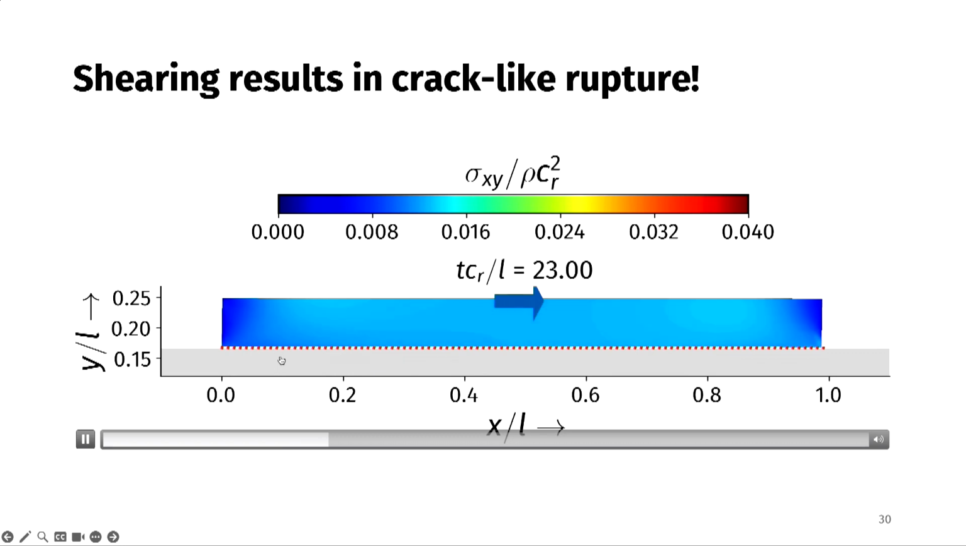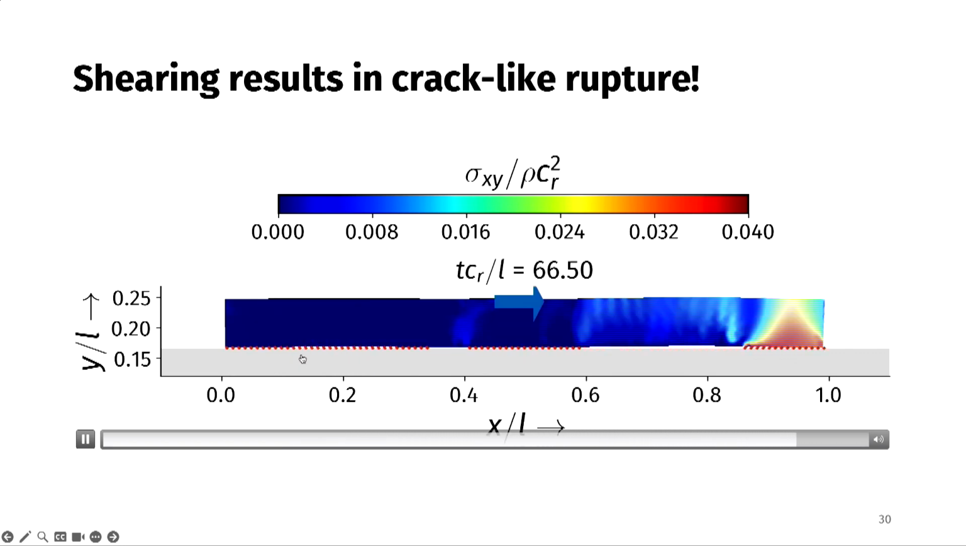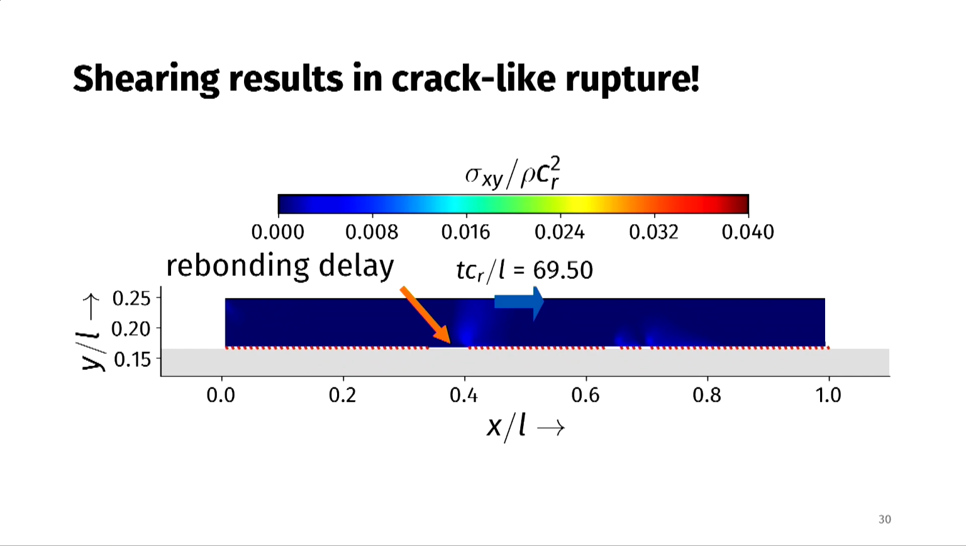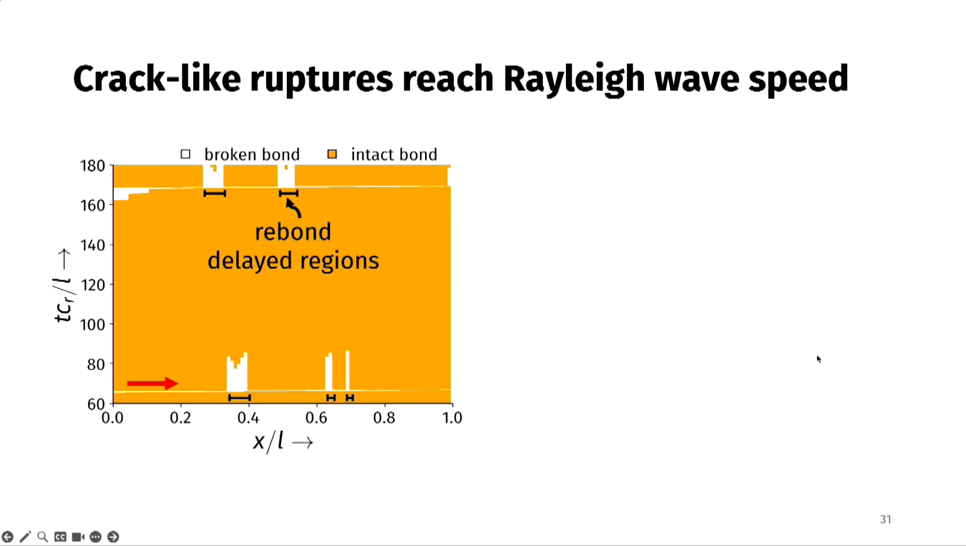Building up, building up, building up. Breaks, it's gone. And there is some rebonding that happens because the model allows for reattachment of the interface. But that happens much after the interface wave is gone. The rupture front is gone. And that basically is like a shear crack. It looks at least like a shear crack. And it travels very fast. It reaches the Rayleigh wave speed.